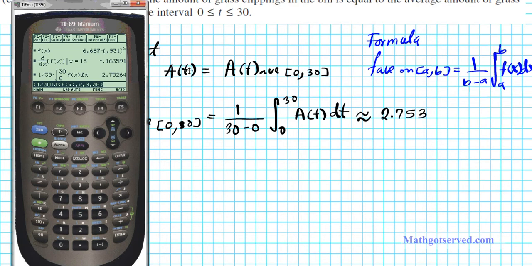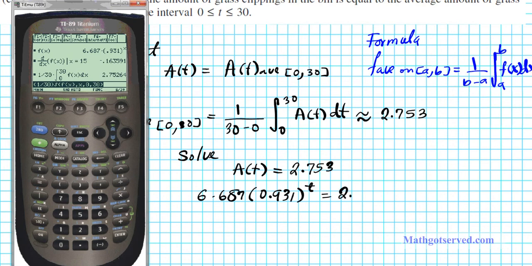Okay. So at what time does this function have this value? So all we have to do is solve A of t is equal to 2.753. Sorry, remember A of t is 6.687 times 0.931 raised to the t power. So when is this equal to 2.753?